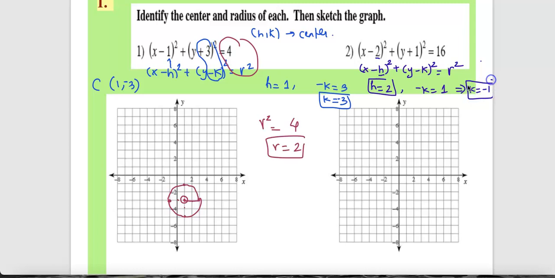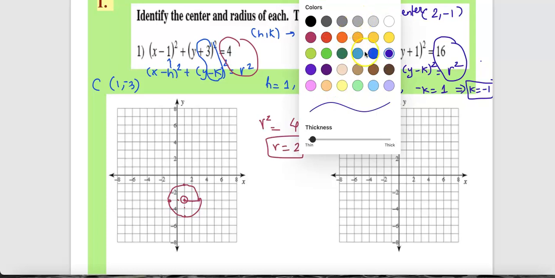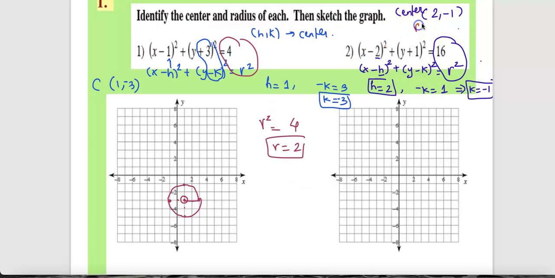So this is my k over here, and I got my center. My center is (2, −1). Let me write it over here, center. Now for my radius, it says r² is equal to 16. Let me change the color and pick this red color. So r² is equal to 16. I will take the square root on both sides, which gives me r as 4. So I got my radius also. First, I will plot this center. The center is (2, −1). So this is my point, this is my center.